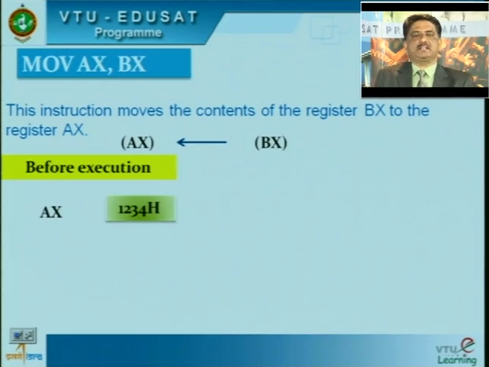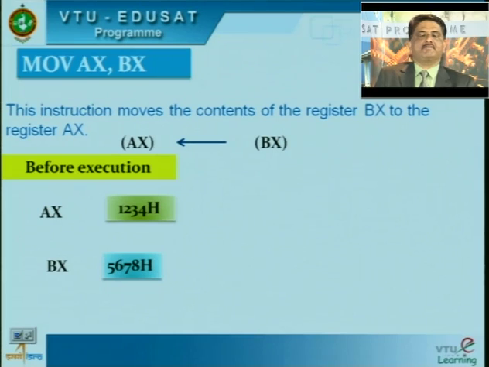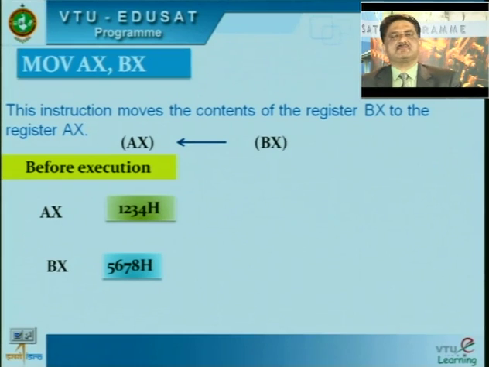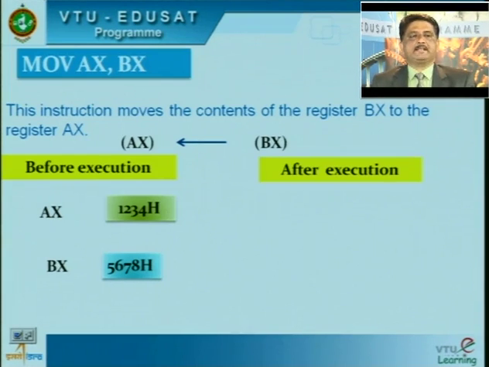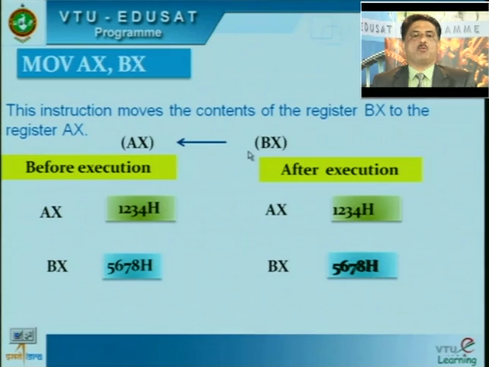Before execution, let me give you an illustration. Assume that the content of AX is 1234H and the content of BX is 5678H. You know that AX is a 16-bit register and BX is a 16-bit register, where both of them hold 16-bit data. Now, after executing the MOV AX comma BX instruction, the content of AX will be 5678H, and the content of BX will be 5678H.